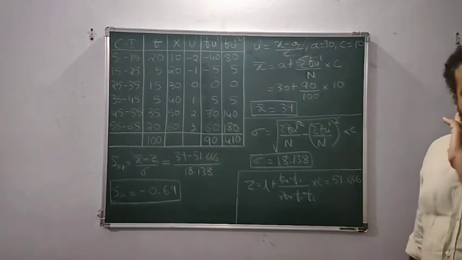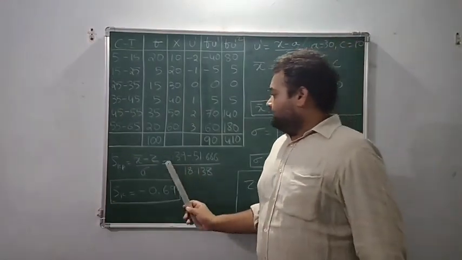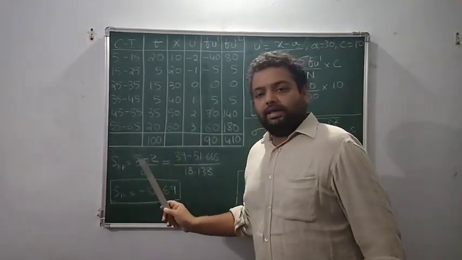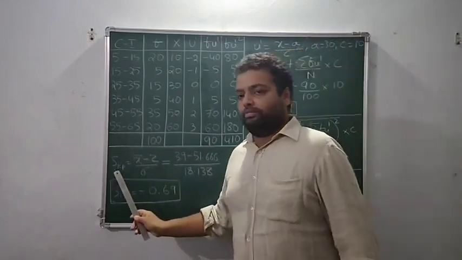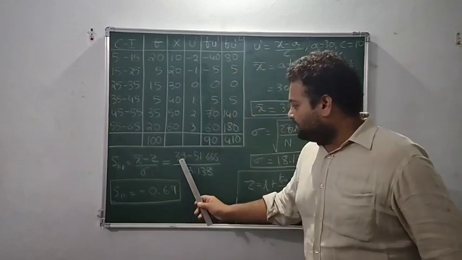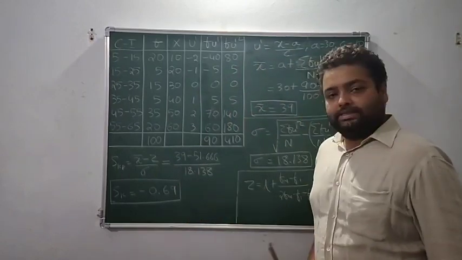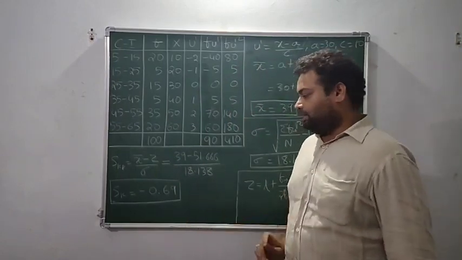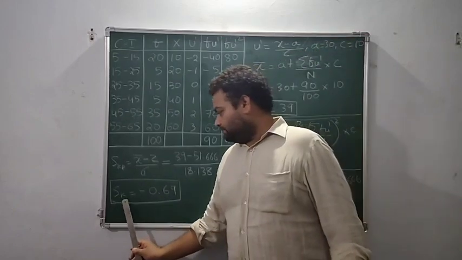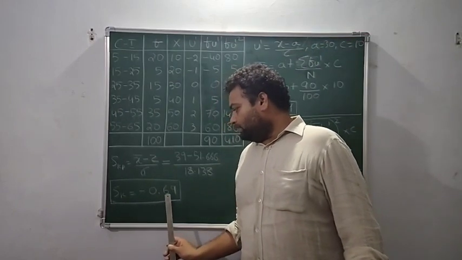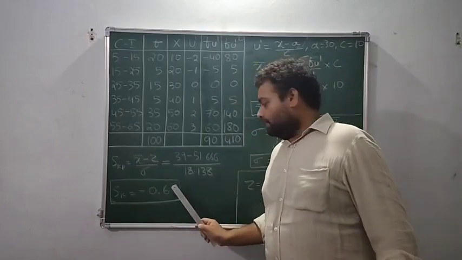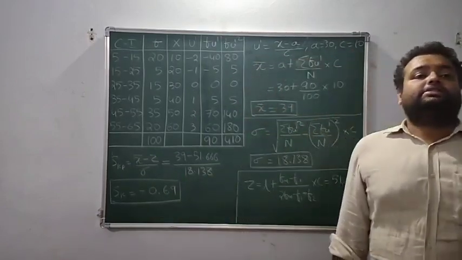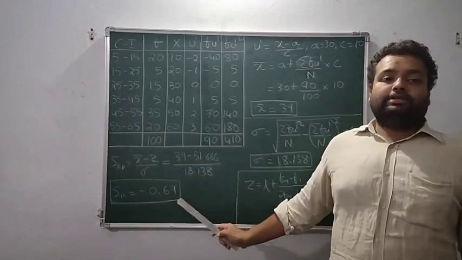So now at last, substituting all these three values of mean, mode and standard deviation in the formula here. So we have 39 minus 51.666 divided by 18.138. So the answer here is minus 0.69. We observe that here the value is a negative value. Hence, the distribution is negatively skewed.